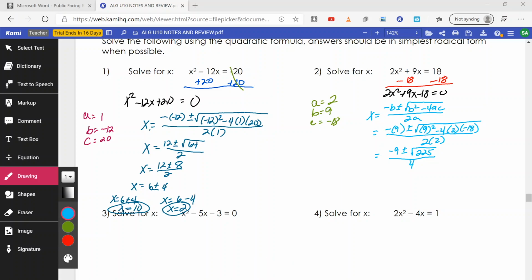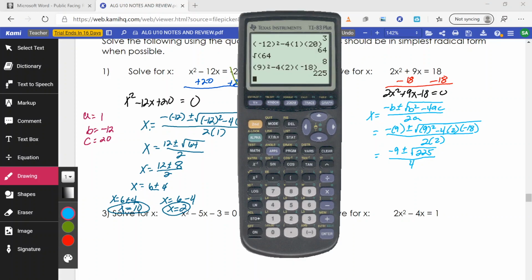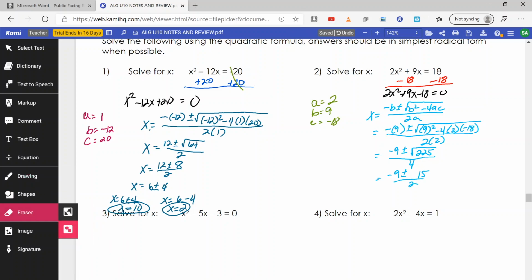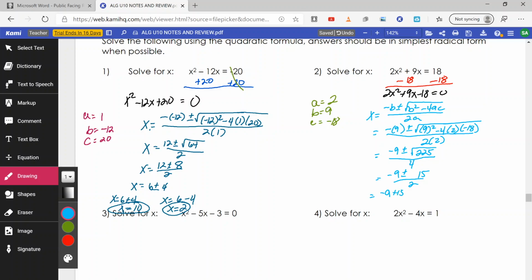So again, once we're to the point where we have a number in the square root, I'm going to take the square root of the number to see if I get a nice solid number. So take the square root of 225, and I get 15. So we have negative 9 plus or minus 15 all over 4. And here I can split it up. So we have negative 9 plus 15 over 4 and negative 9 minus 15 over 4.